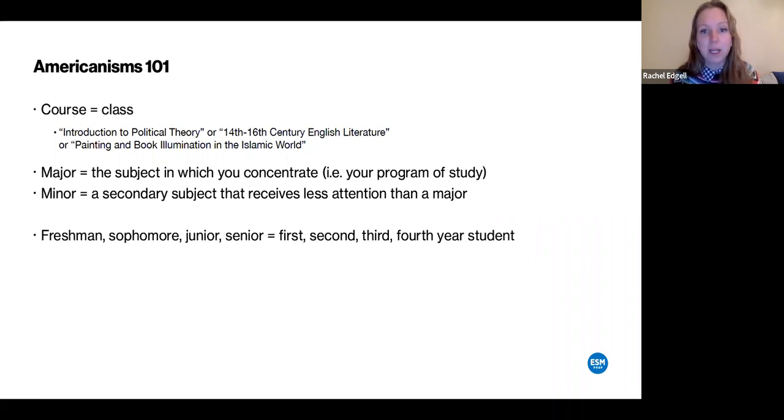Other universities might say first year or second year or have a completely different verbiage altogether. But again, these are still pretty common, so I just wanted to clarify what those mean for students who might be listening or families who are looking into the American system.